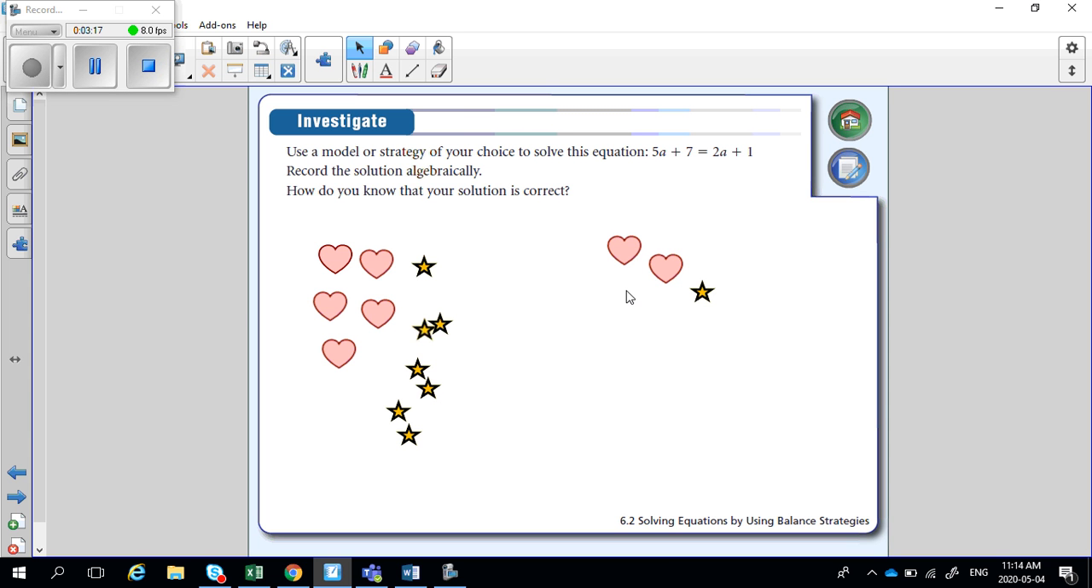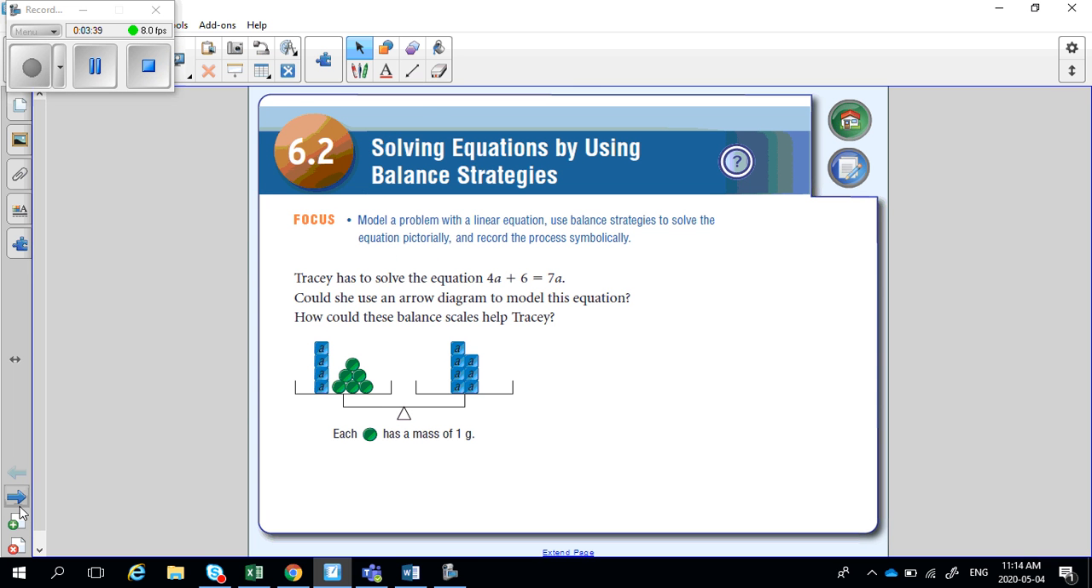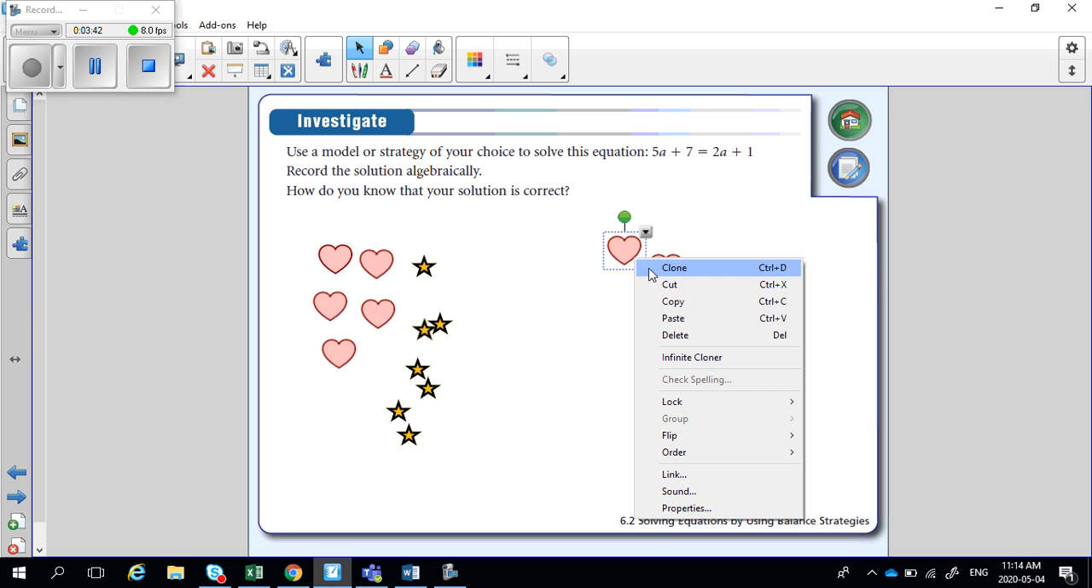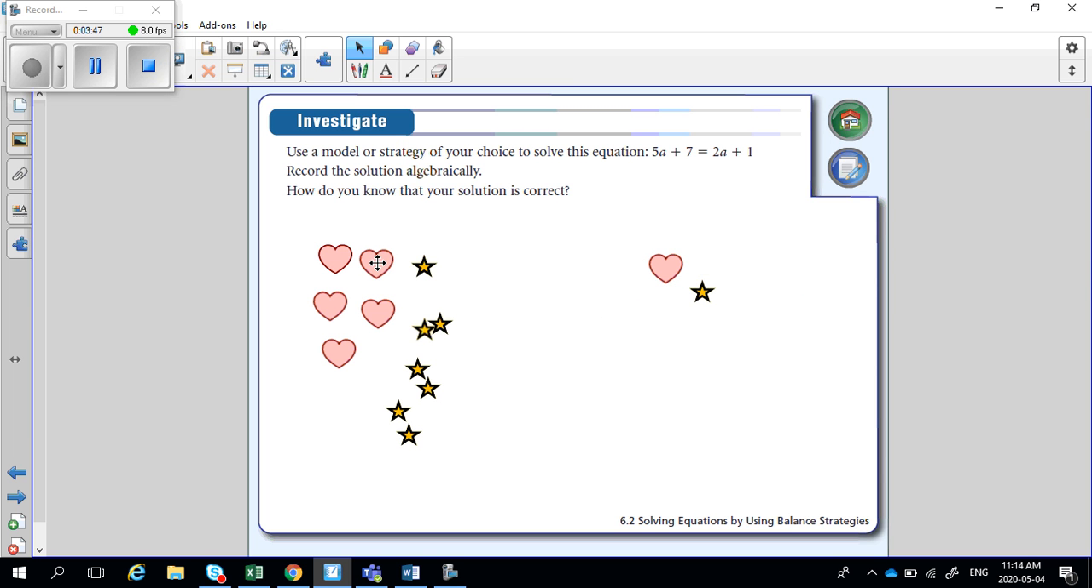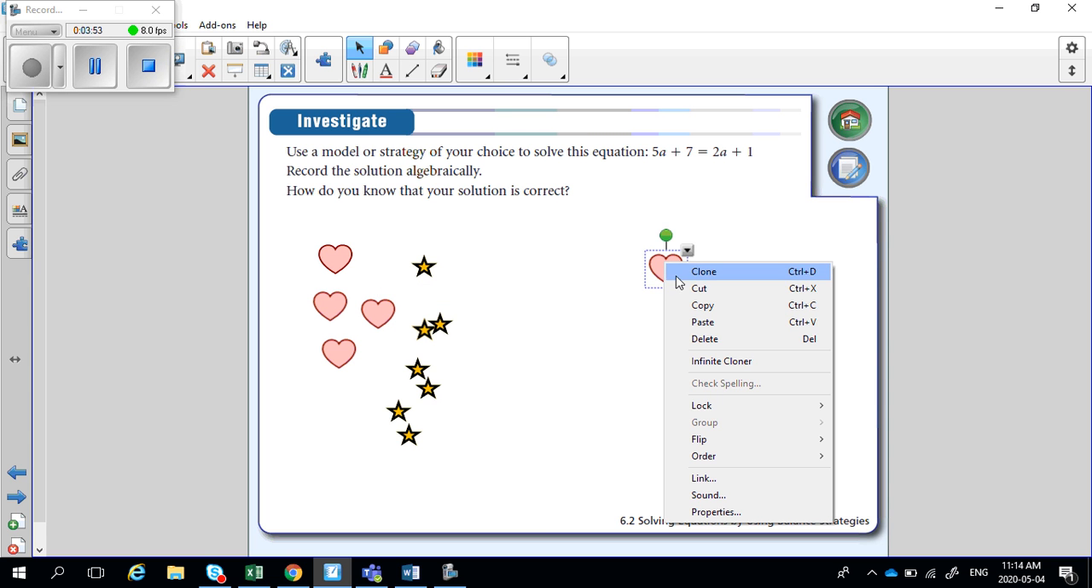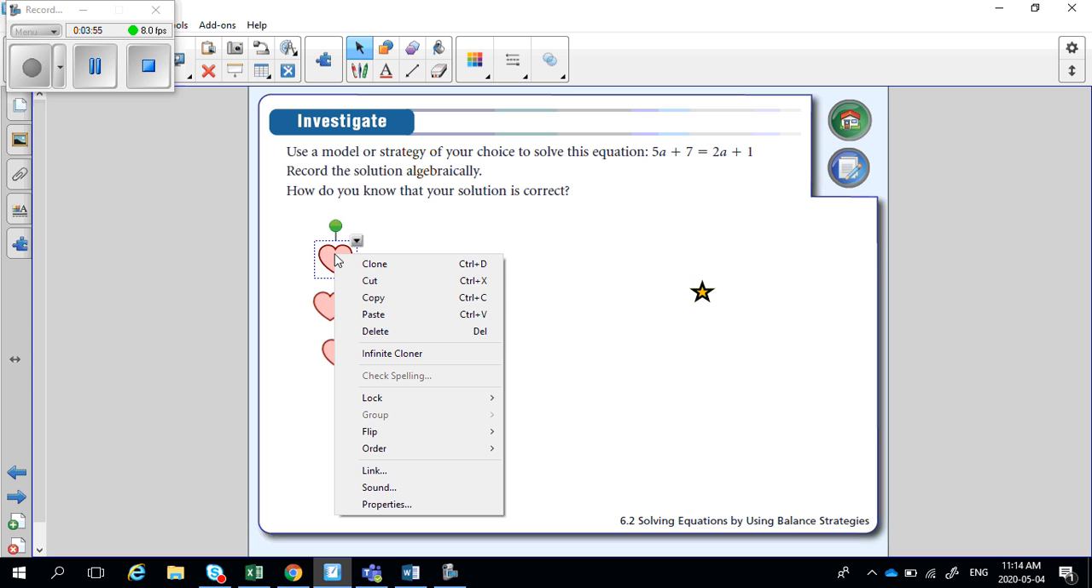If I wanted to figure out how much one heart is equal to, I have to get all the hearts just on one side of that balance and then just numbers on the other side. So how would I even start doing that? I have 5 hearts here, 2 hearts there. Well, I could take away 1 heart from this side. But remember, this side's equal to this side, so I have to take away 1 heart from that side too. Get rid of that. I'll take away another one. And another one.